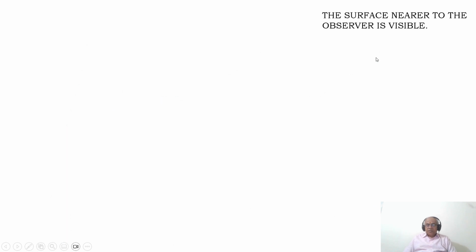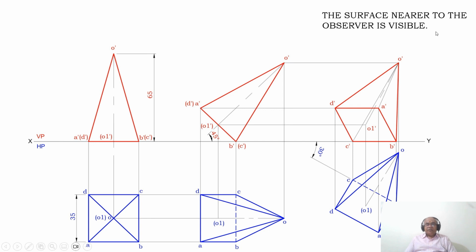Now, the surface which is nearer to the observer is visible. So, as we are looking from here, this is the front view for the third position top view. From here you can see that the base is nearer to the observer. Which is the base we are talking about? A dash, B dash, C dash, D dash. So, here that is A to B, B to C, C to D and D to A. All these lines, this entire bottom surface of the solid becomes visible.